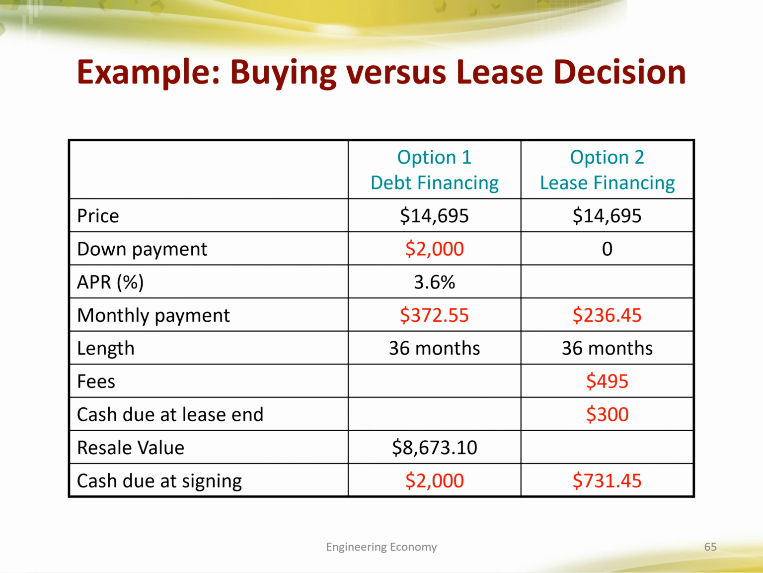Option 2 is lease financing, meaning you get the car, which is worth a lot, but then you just pay for the lease, the monthly payment, 236.45 for 36 months. In the end, there's a fee that you need to pay, $495, and in the beginning, you have to pay for the lease, which is $300, and so the cash due at signing is $731.45.